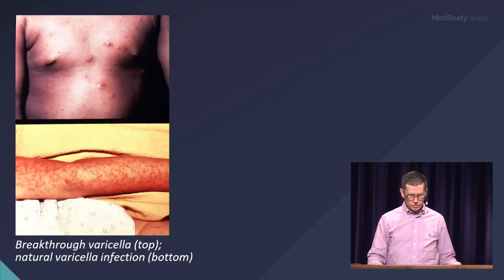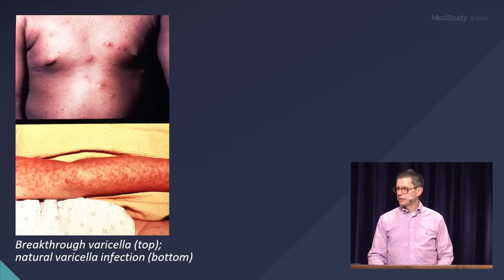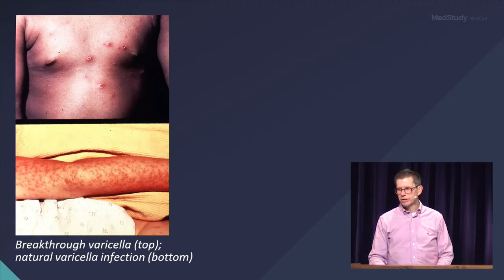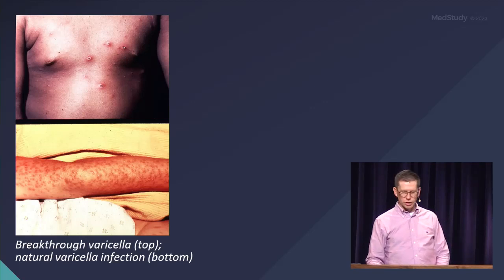So the top picture is likely breakthrough varicella because you don't have that many lesions. Remember, chickenpox is going to be lots of these vesicular, pustular lesions in various stages of age, and just going to be voluminous, like the bottom picture. As opposed to the top picture, where you can get breakthrough infection, especially after vaccine administration, and usually get 50 to 100 lesions all over your body, as opposed to natural varicella infection where you're going to get hundreds of lesions per extremity.